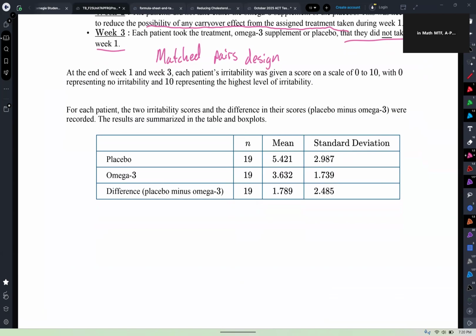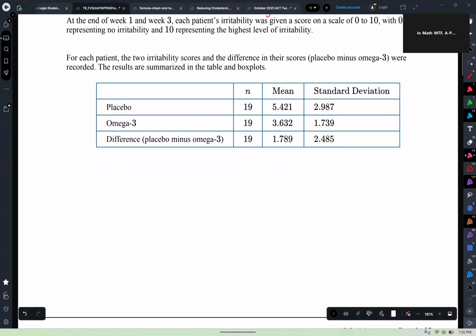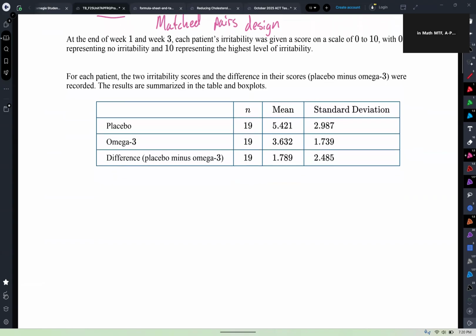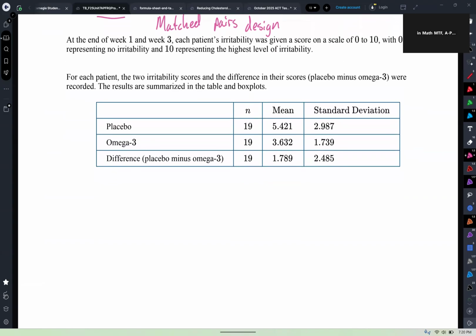And I will say part of this is me just knowing it's an inference procedure question because we gave it to you on this time. But in general, even if it was just an experimental design, we should know this matched pairs design is going to give us paired data for what we're about to do. Each patient's irritability was given a score of 0 to 10, with 0 being no irritability, 10 representing the highest level of irritability. For each patient, the two irritability scores and the differences in their scores were recorded. Okay, so here's the results.